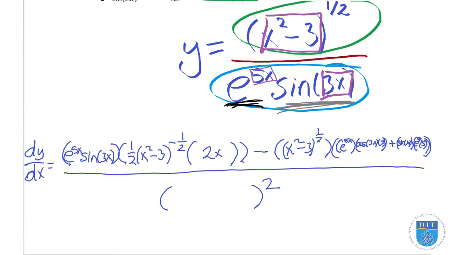And then wrapping up the quotient rule, going back to the very start, what we wrote down first: bottom by derivative of top minus top by derivative of bottom, which needed a lot of work, all over the bottom squared. So it's just the bottom squared now: e to 5x sine of 3x. And we're done there. Thank you.